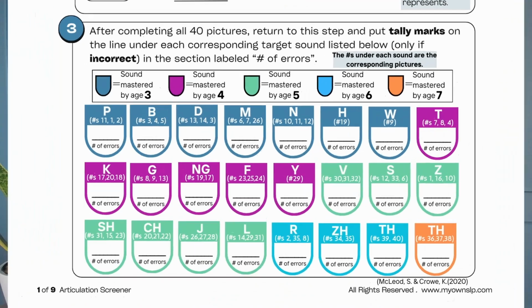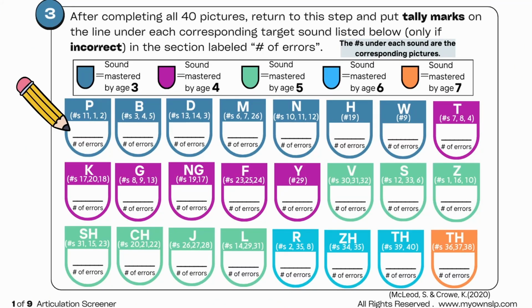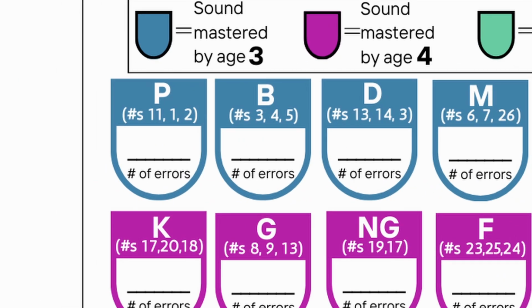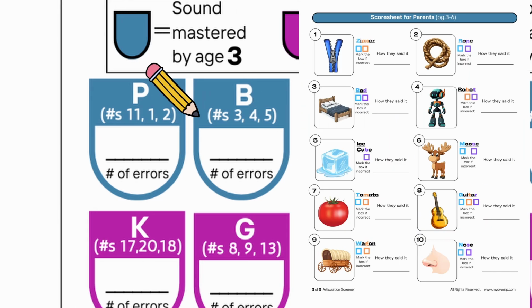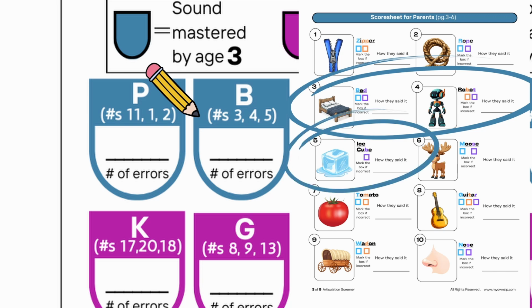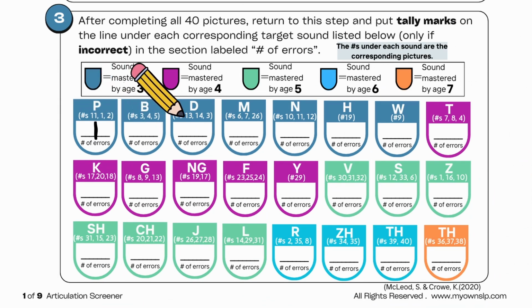If there was a mistake, then you would come back here to step 3, and under the P, where it says number of errors, you would put a tally mark. Then you can move on to the next sound. So for B, you'll look again right here and notice that it has the numbers 3, 4, and 5 associated with it. So you would go back to your form and look at numbers 3, 4, and 5 and see if there were any errors made on the B. And you can continue on and go one by one and check all of the individual sounds and put tally marks for any mistakes made on that specific sound.